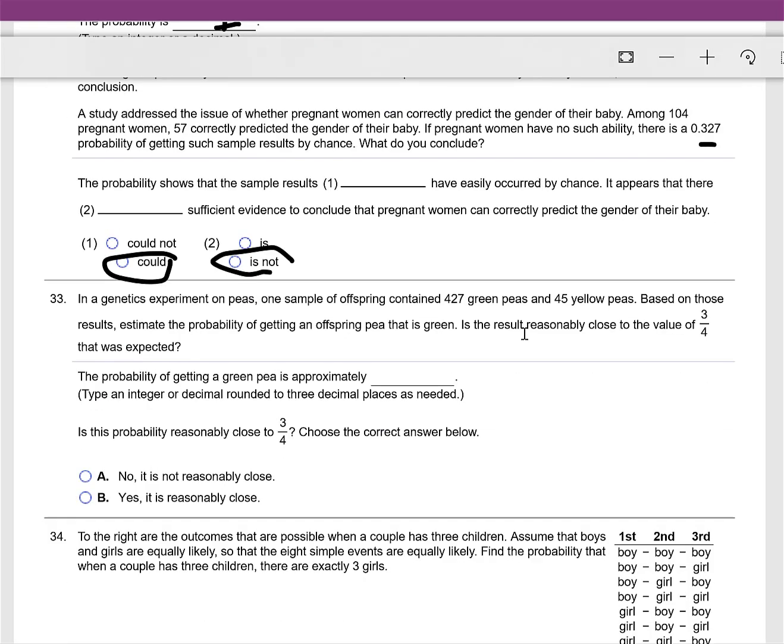of their baby. In a genetics experiment on peas, 1 sample of offspring had 427 green and 45 yellow. Based on these results, estimate the probability of getting green. I'm going to do that first. So I need the total. So let's get my calculator up here.